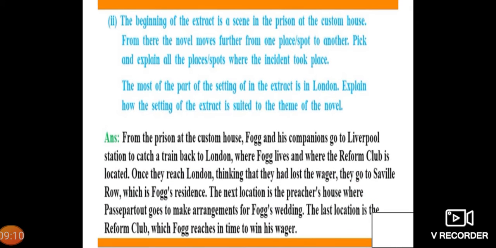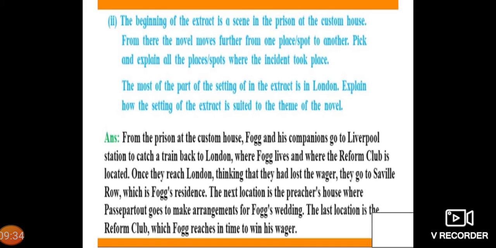Next, the beginning of the extract is a scene in the prison at the custom house. From there, the novel moves further from one spot to another. Pick and explain all the places, spots where the incident took place. Most of the setting of the extract is in London. Explain how the setting of the extract is suited to the theme of the novel.